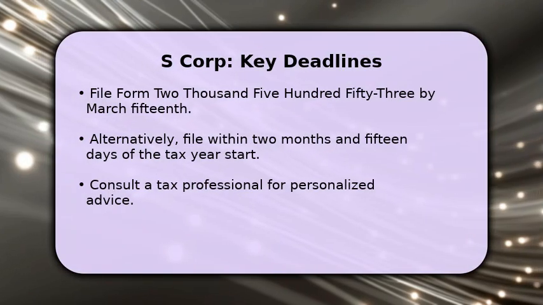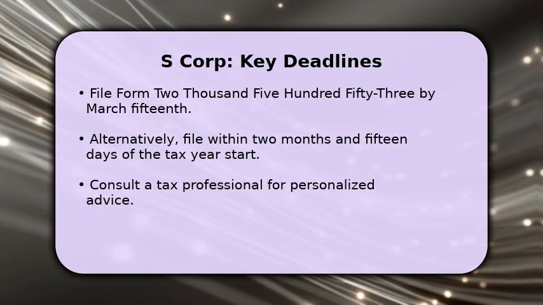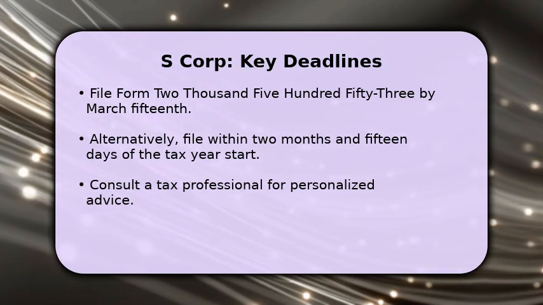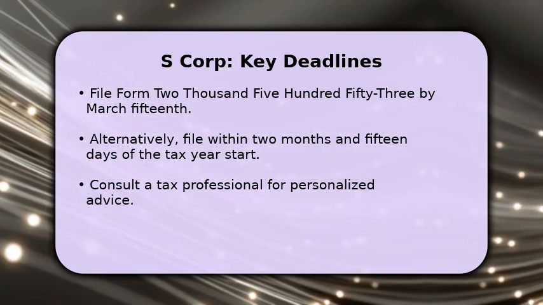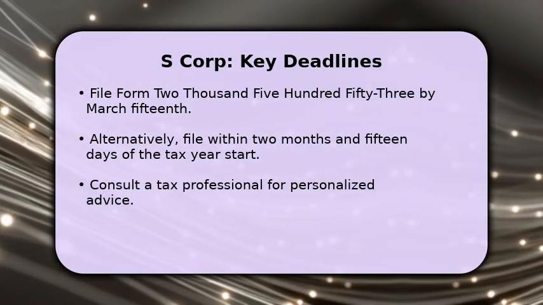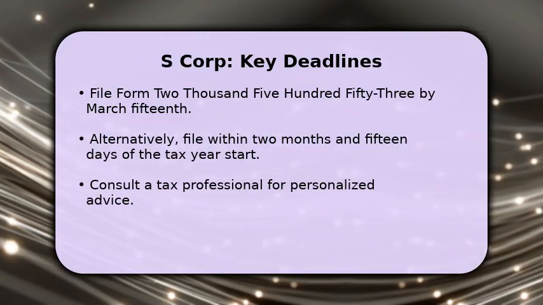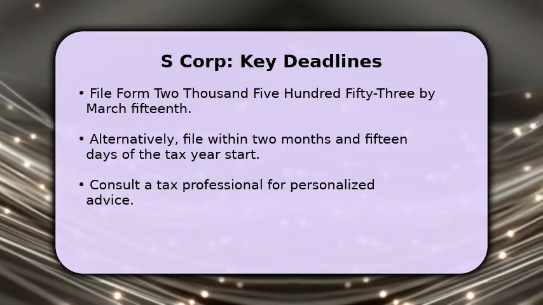Adhering to deadlines is vital for your S corporation election to be effective for the current tax year. Generally, Form 2553 must be filed by March 15th, or within 2 months and 15 days of the beginning of the tax year. If you miss this, the election may take effect the following year. Always consider consulting a tax professional for tailored guidance.